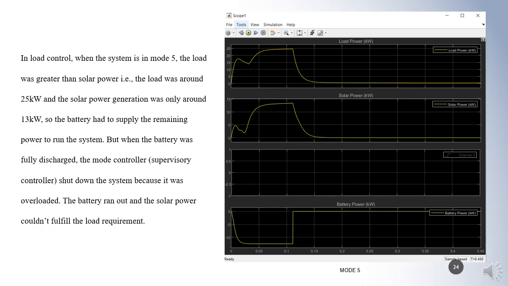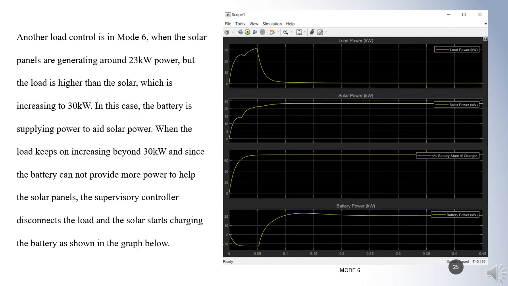This graph shows mode 5 of the system. When the solar power is less than the load power, the load is more than the solar, so the battery will provide the additional power. But when the battery is fully discharged, the supervisory controller will turn off the system, because the load values can no longer be met from the solar and the battery.